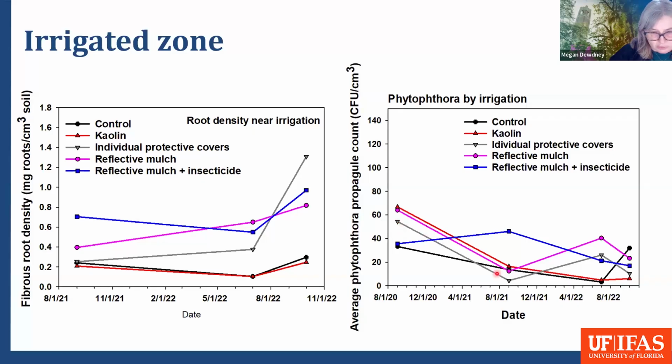Interestingly, we see a similar trend of that early decline in propagules with the IPC trees, but again, we don't have a lot of roots measured in that first year. However, we do see as the root systems increase, we see more propagules. We get a little fall down here at the beginning of November, but that may be seasonal because you see all the treatments except for the control do that. And then our two reflective mulch treatments tended to have higher propagules overall because they had roots.